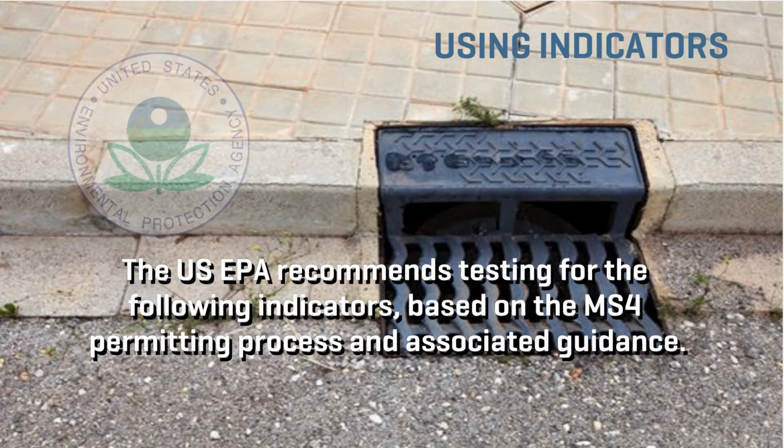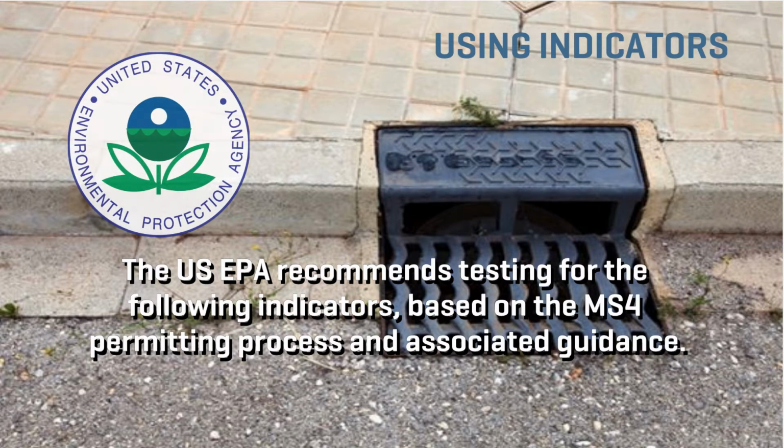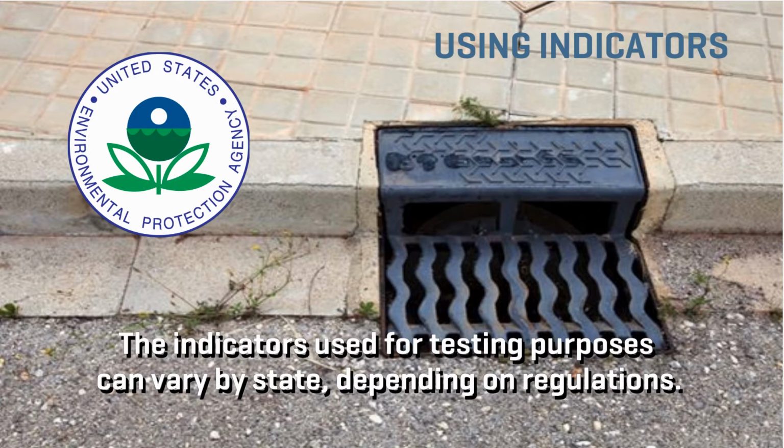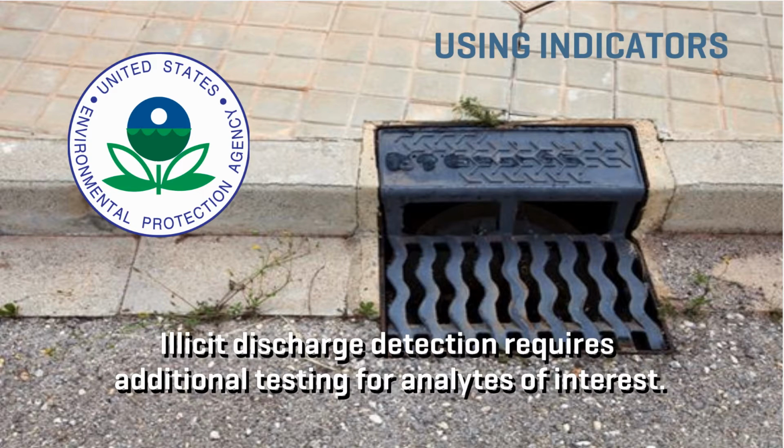The US EPA recommends testing for the following indicators based on the MS4 permitting process and associated guidance. The indicators used for testing purposes can vary by state, depending on regulations. Illicit discharge detection requires additional testing for analytes of interest.